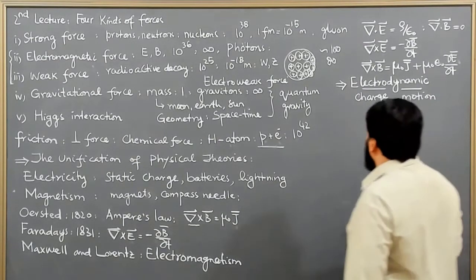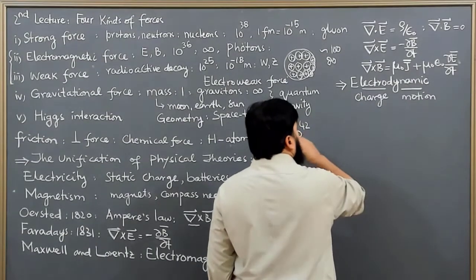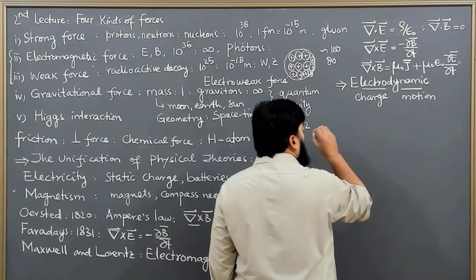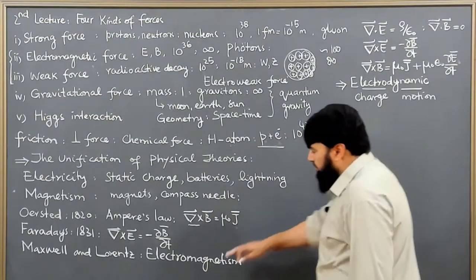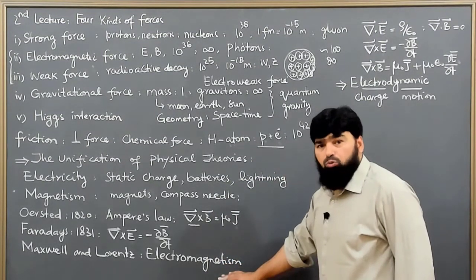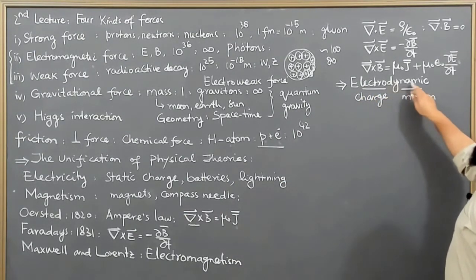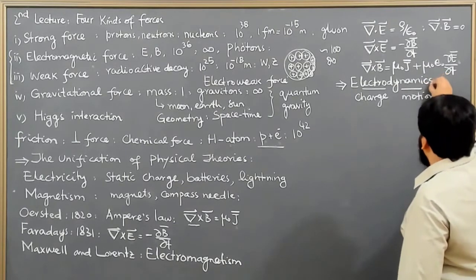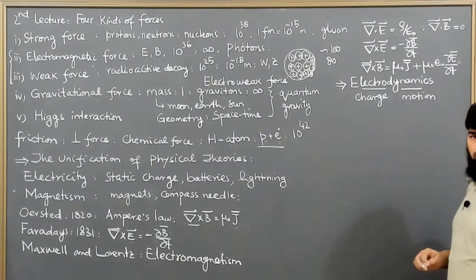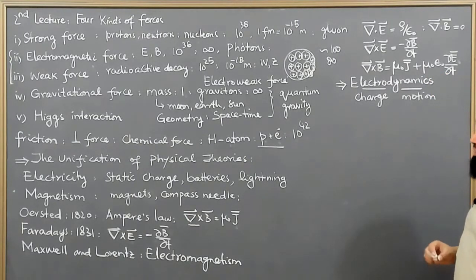So this unification in the form of electromagnetism was further moved by Maxwell to electrodynamics, that this is the charge in motion, and basically magnetic field is nothing else but a varying electric field.